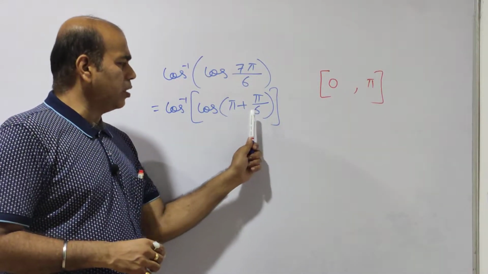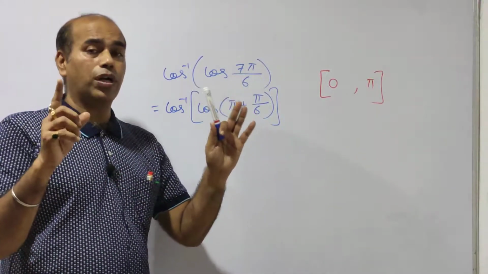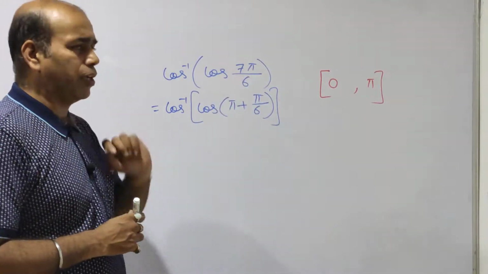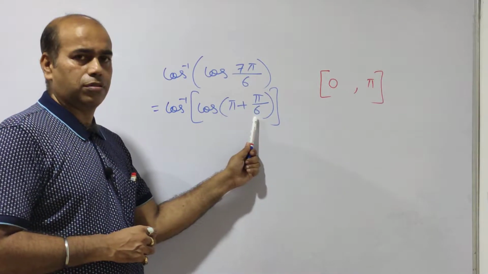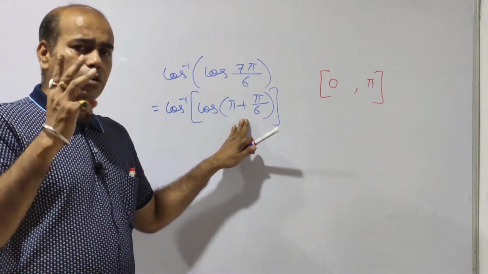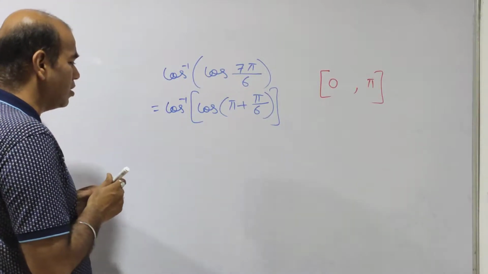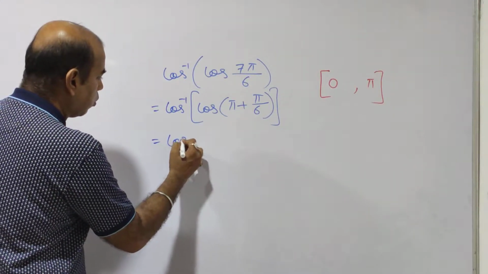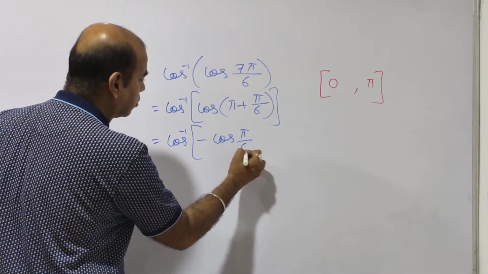Now this 7 pi by 6 is 210 degrees, if I take pi as 180 degrees. Now it is pi plus pi by 6, that means 180 plus 30. So you are in quadrant 3. In quadrant 3, cos is negative. So cos inverse of minus cos pi by 6.